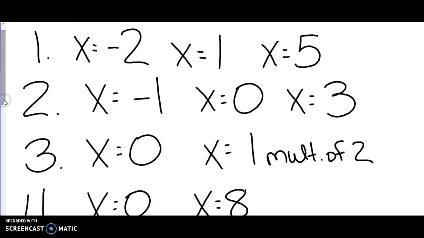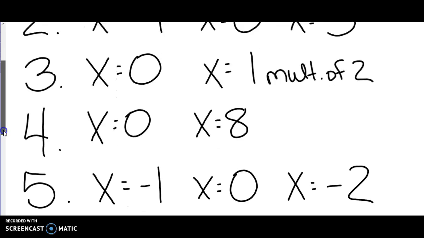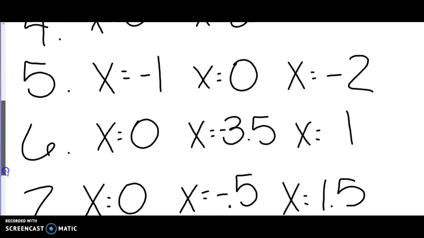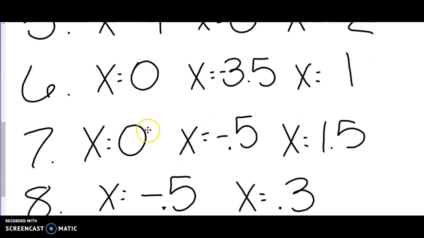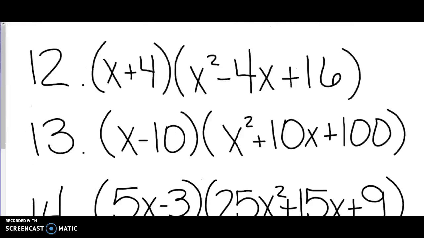So check these real quick. Pause this if you need to until you get your paper out. All right, so go on down and check all these here real quick. As you can see, most of them had real roots, or they were all real, but most of them were integers until you get to number 6, and I think we just round it to like 0.5. Then let me go on over to 12, 13, and 14.